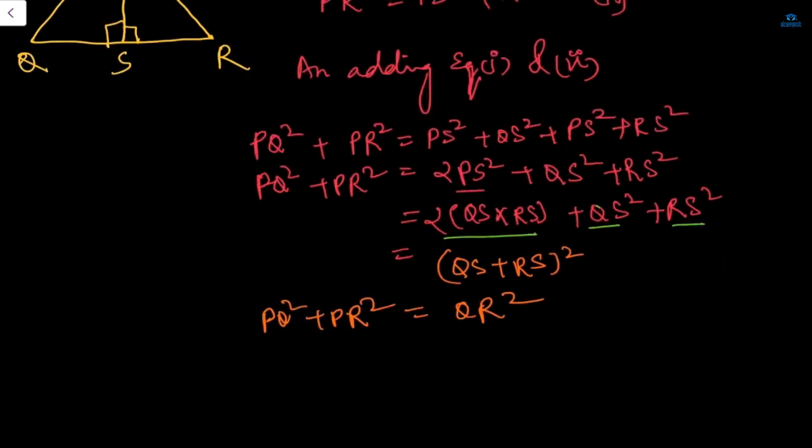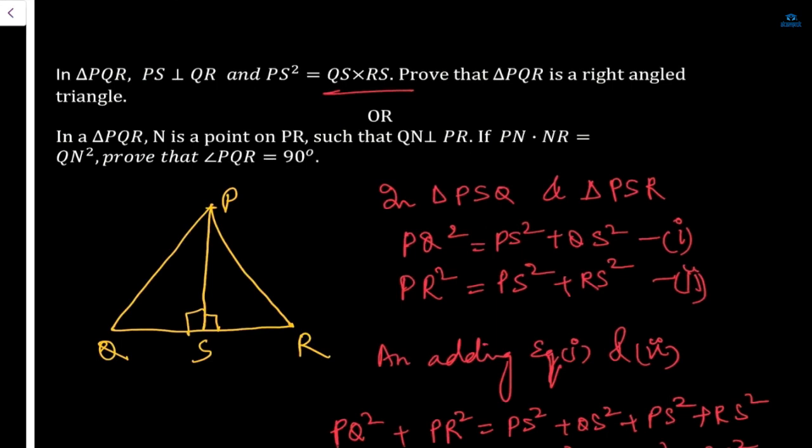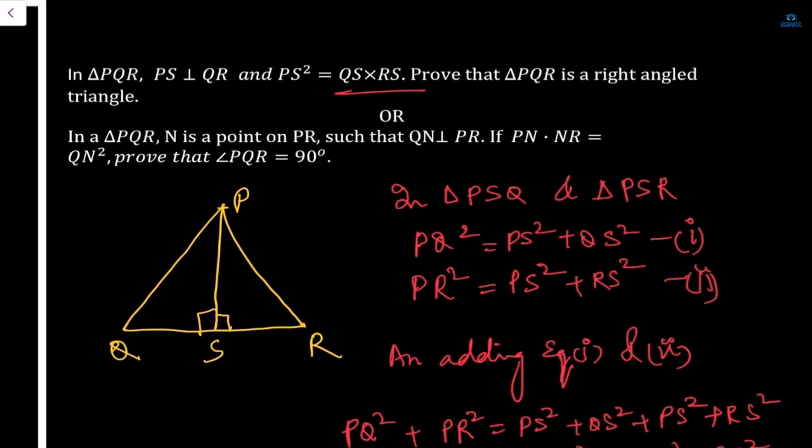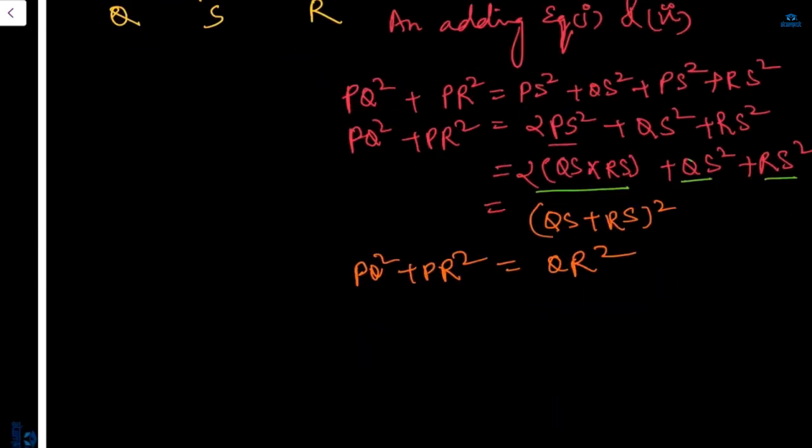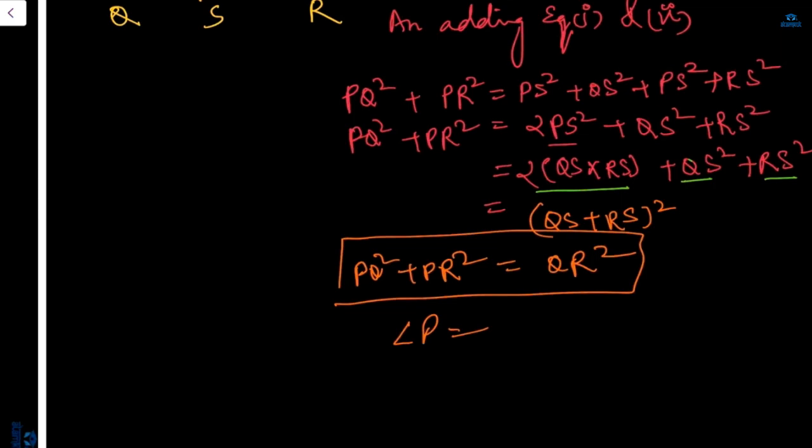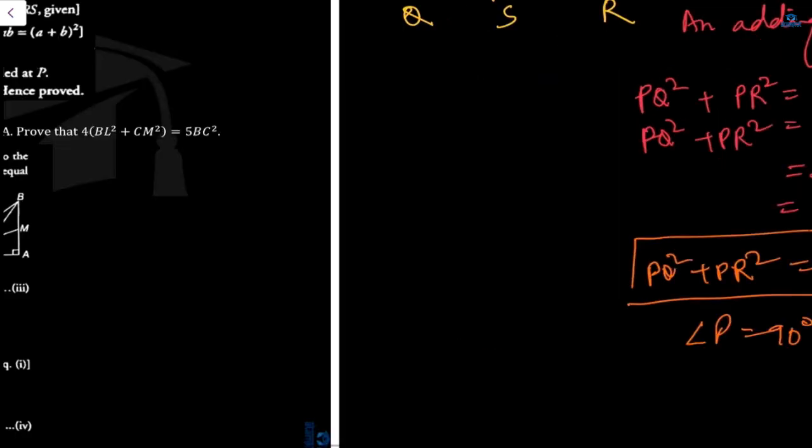Now since this is there, that means triangle PQR is a right angle triangle at P. And in the second one, it is asking you to prove that it is right angle at Q, so accordingly you have to do it for PR. Because of this pattern, you can say that angle P is equal to 90 degrees. The triangle is a right angle triangle and P is 90 degrees.